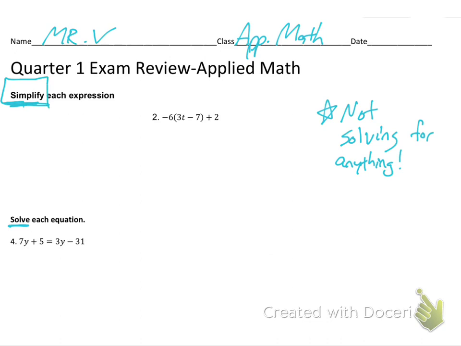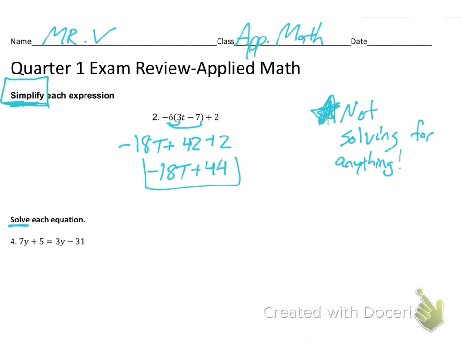It says simplify. That means we are not solving for anything. We're just simplifying. So remember, you need to do what's in the parentheses first. Obviously, we can't do anything there, but we can distribute. So I'm going to distribute that, and I'm going to get negative 18t, and that's going to be plus 42, and then plus 2. And then I'll have negative 18t, and we'll combine that, and be plus 44. And that's your final answer.